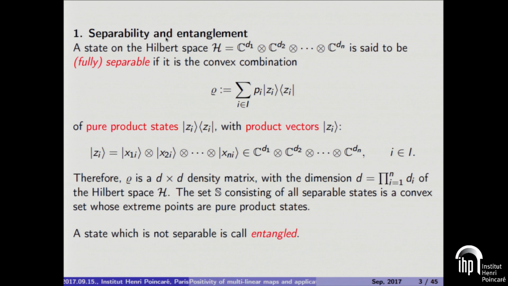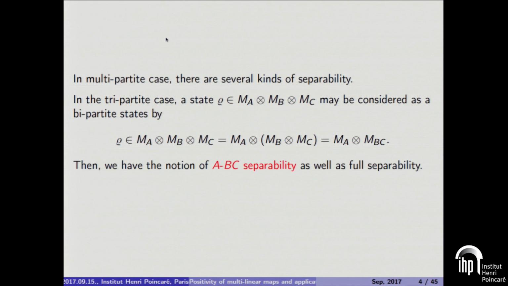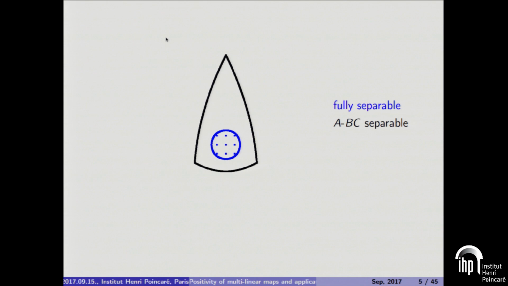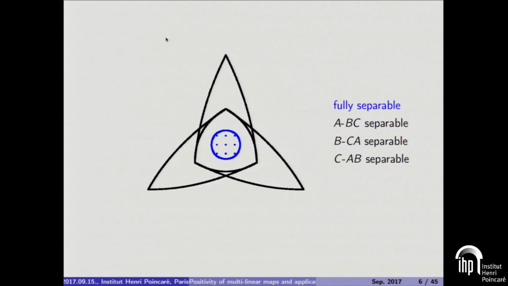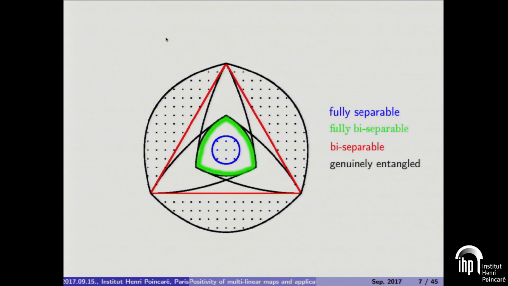In the multipartite case, we have another kind of separability coming from bipartitions of the system. For example, suppose we have three systems A, B, C. Then we can consider the bipartition of A and BC. The tripartite state may be considered as a bipartite state sitting in M_A tensor M_BC. Then we have the notion of A-BC separability as well as full separability. It is better to show some pictures to explain the several kinds of separability. Here we have full separability, and the A-BC separability. Then, likewise, B-AC separability and C-AB separability. We may consider the convex hull of all of these, which is said to be just biseparable. If we consider the intersection of the three kinds, it is said to be full biseparable. And a state which is not biseparable is said to be genuinely entangled.